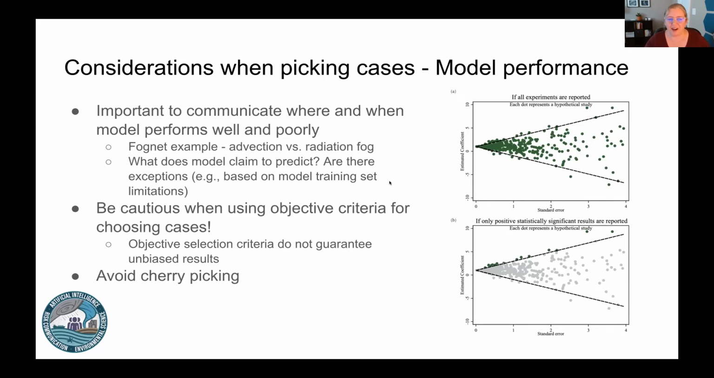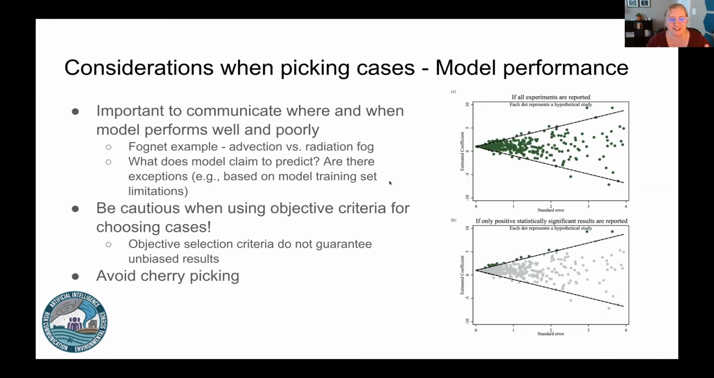Another aspect is to be cautious when using objective criteria for choosing cases. So you might just say, oh, there's all these studies and all these cases and we're only going to use the statistically significant results for our new hypothesis. And these figures are from the National Academy's report on the R&R. And you can see how the picture changes. If you only look at the statistically significant results here, you get just a single line sloping upwards. But if you look at all of them, you get a fanning out.